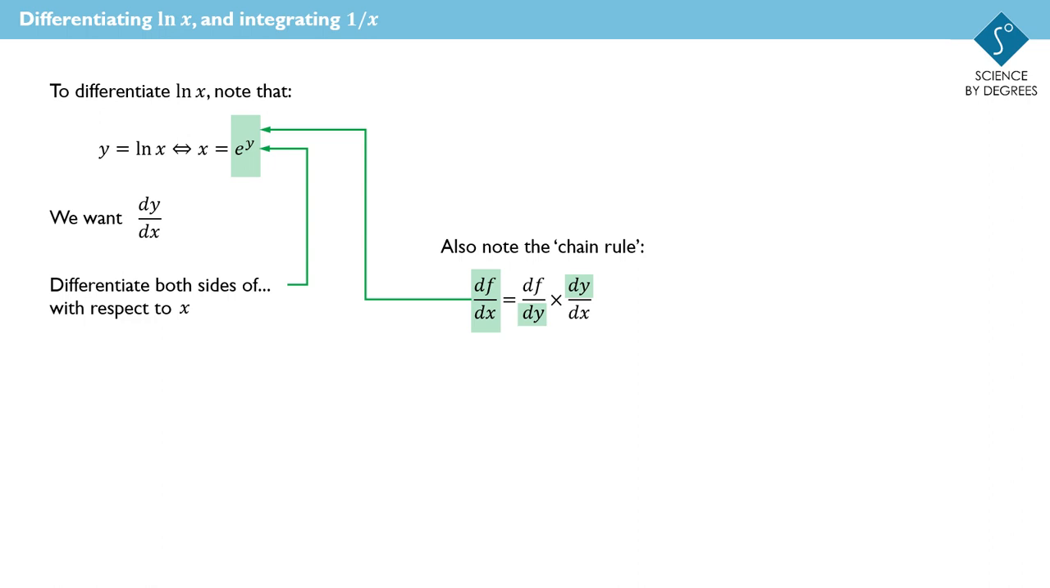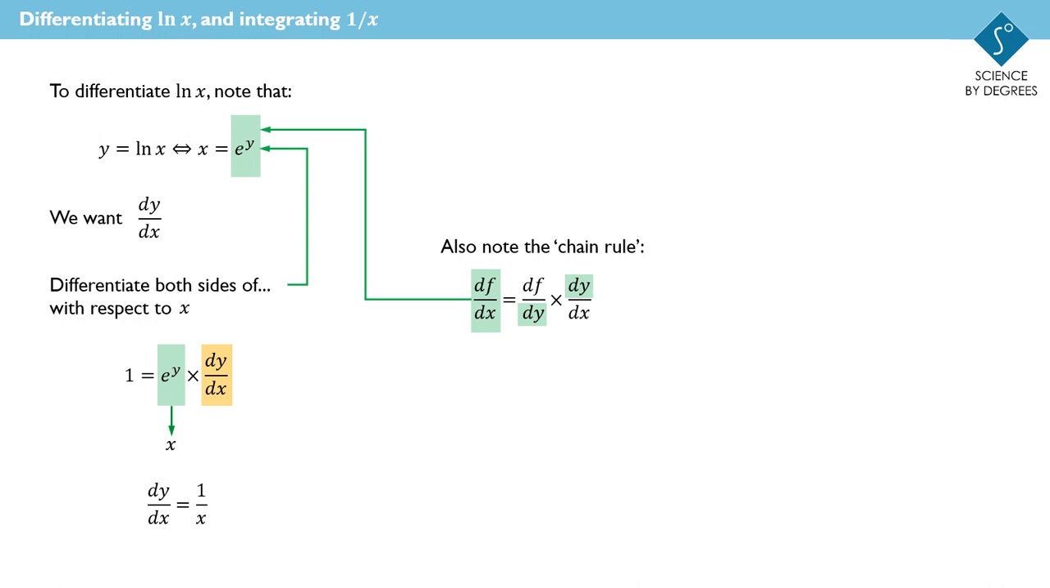Now, differentiating the left-hand side is easy because if you differentiate x with respect to x, you get 1. To differentiate the right-hand side, we then use the chain rule, and so that's the same as differentiating e to the y with respect to y, which is just e to the y, multiplied by dy by dx. So where has that got us? Well, that's quite easy now because e to the y is the same thing as x. So we have 1 equals x times dy by dx, or in other words, dy by dx equals 1 over x.